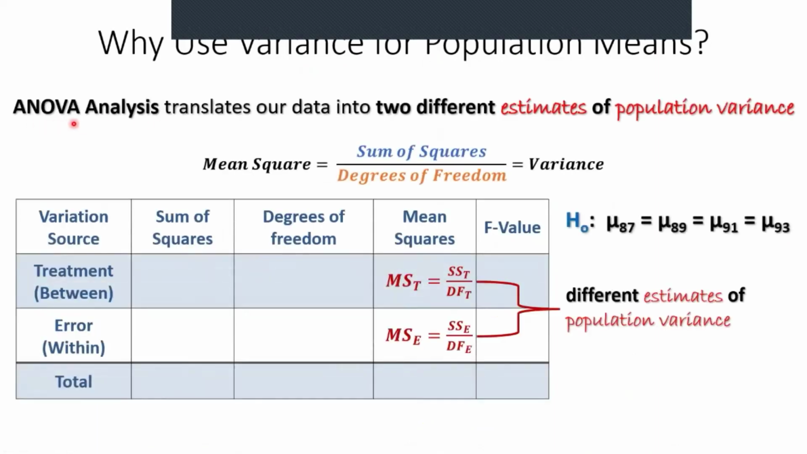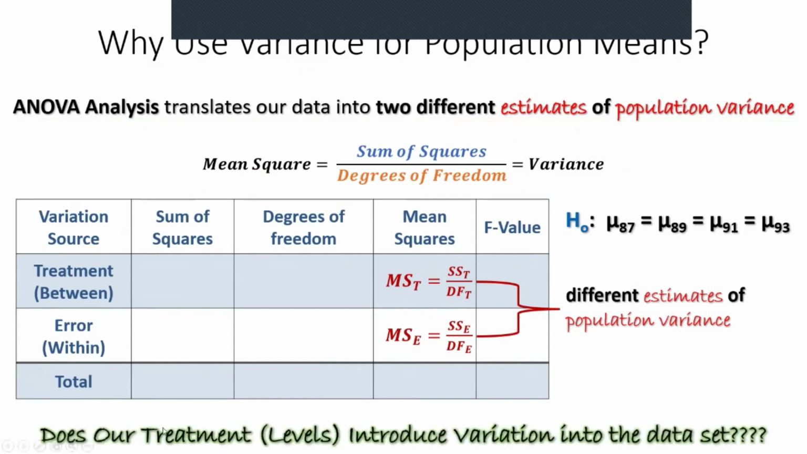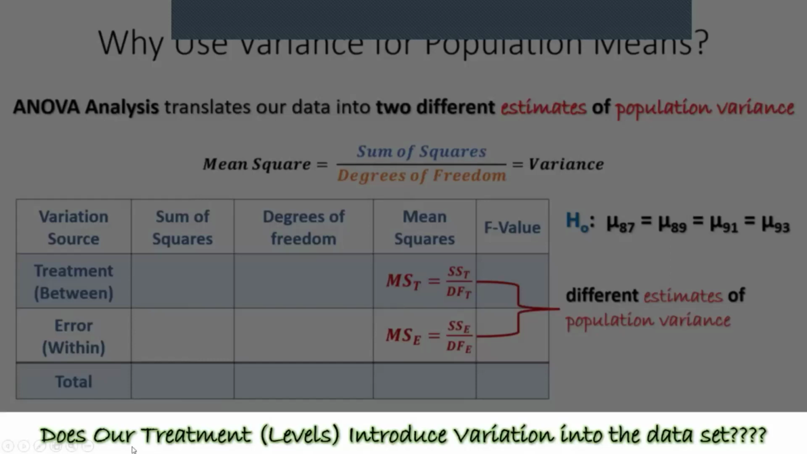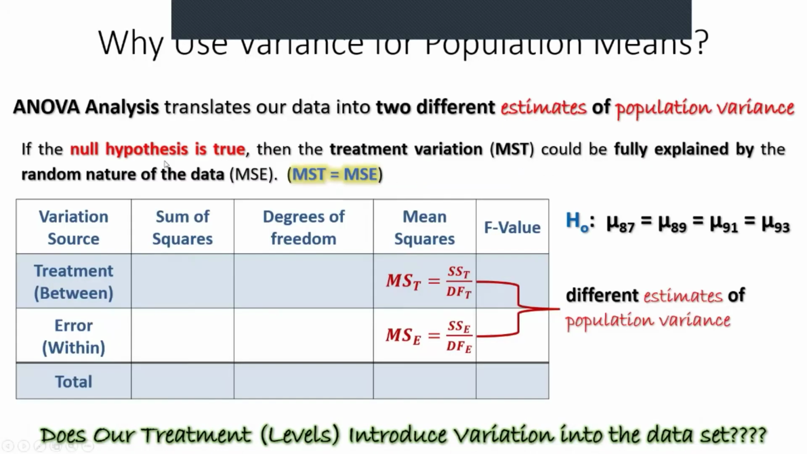The way ANOVA works is it takes your data and translates it into two different estimates of the population variance. That's really important. Remember, your mean square value, whether it's the mean square of the treatment or the mean square of the error, is essentially a calculation of variance. And we're going to make these two different calculations for variance, and ask ourselves a really important question: does our treatment, our different levels in our experiment, introduce variation into the data set? And I want to relate this back to the null and the alternative hypothesis.